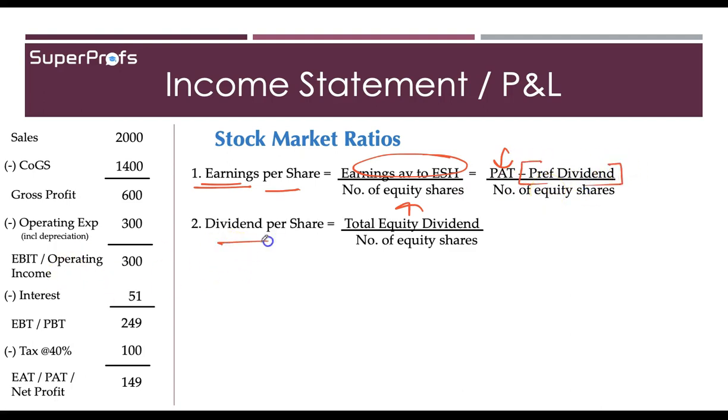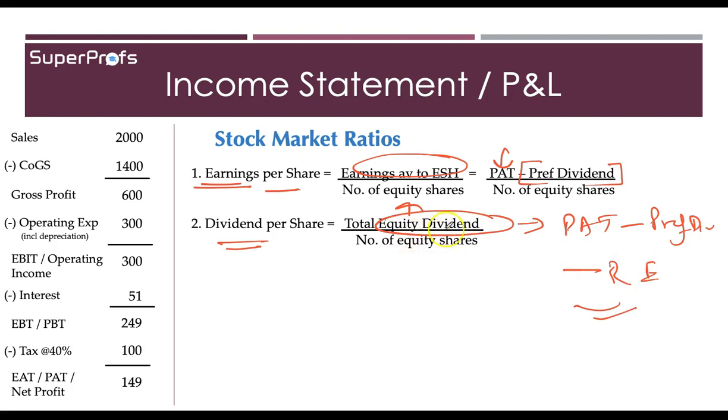The second one is dividend per share, and in this you calculate by dividing the total equity dividend. This is the equity dividend which is paid out after you first give the preference dividend from the PAT. And then once you have taken whatever the retained earnings are, so PAT minus preference dividend, and then you remove the retained earnings, then you will get the total equity dividend. And then you divide this by the total number of equity shares. That will give you your dividend per share.